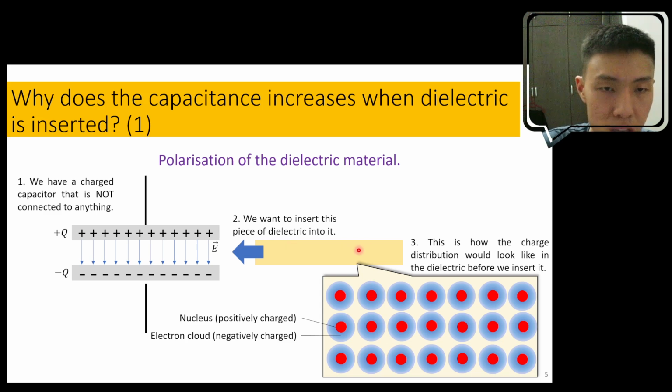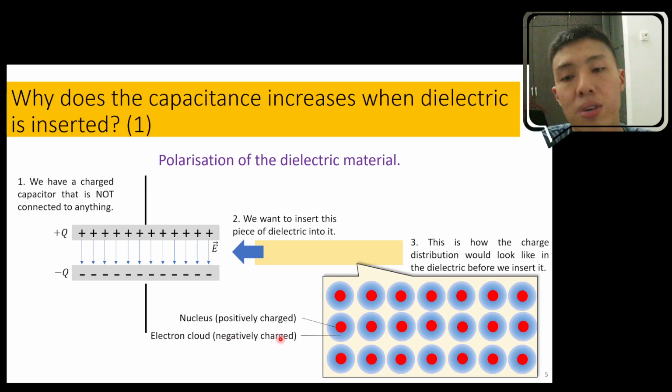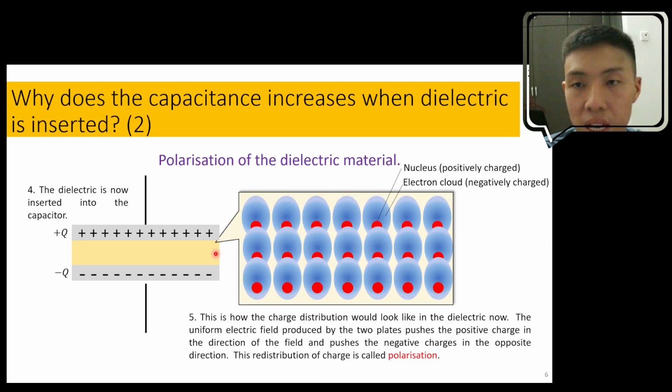Okay, so if you look into the internal structure, the atomic structure, the lattice inside the dielectric, we will see that it's made up of protons, neutrons, and electrons, just like all the other materials in the world. The protons and neutrons are stored in the nucleus, which is usually at the center of the atom. Surrounding the nucleus, you have your electron cloud, which is negatively charged. The nucleus is positively charged. So this is how we expect the atoms to look in the dielectric before we insert it into the capacitor. Now, the dielectric is inserted into the capacitor.